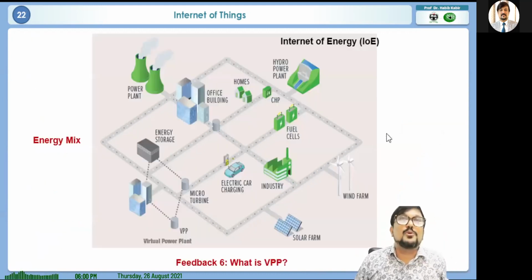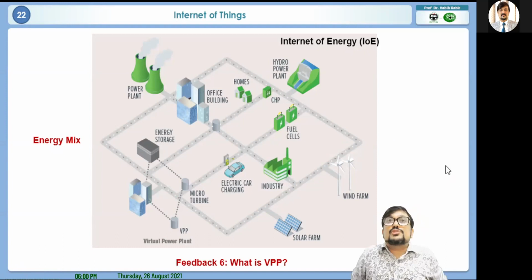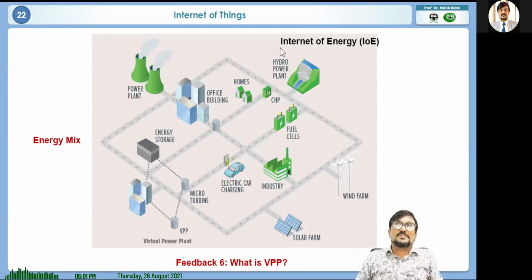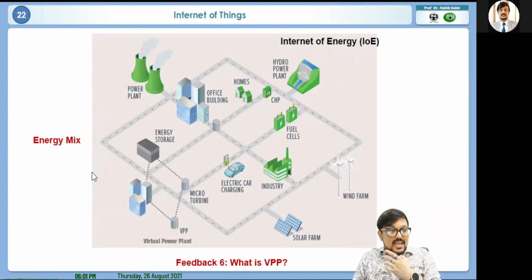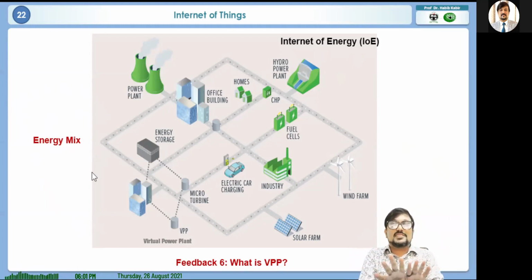Here I put one question. This is actually the future internet. I put some of the topics, some of the terms. Those who are interested, please write down the terms. One of the terms is, of course, Internet of Things. Another term can be energy mix. You can find several, because if you just search for energy mix on the internet, hundreds and thousands of results will come.